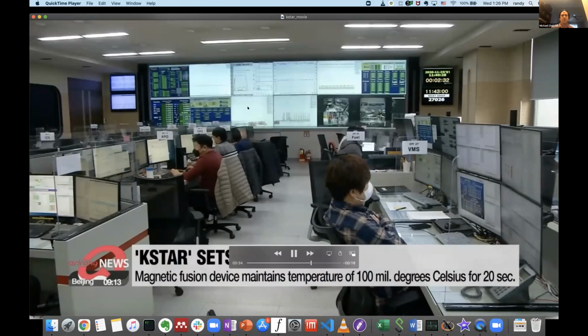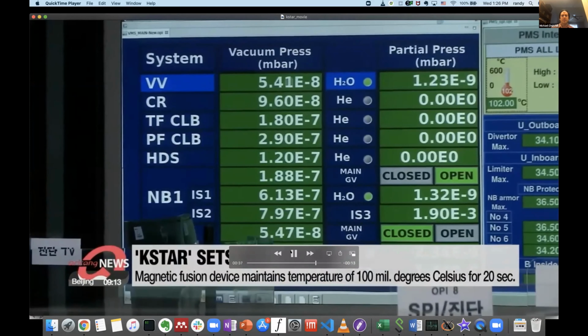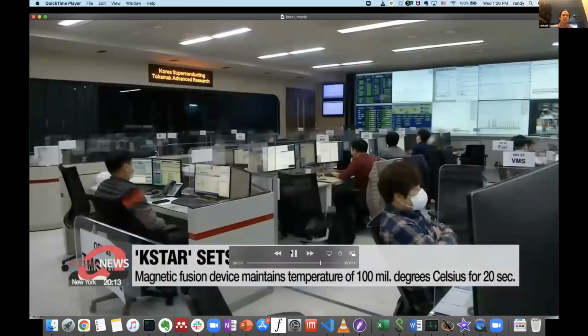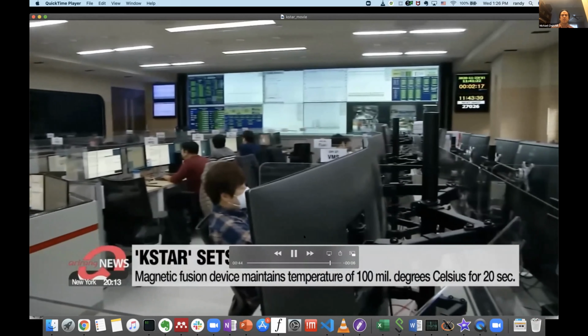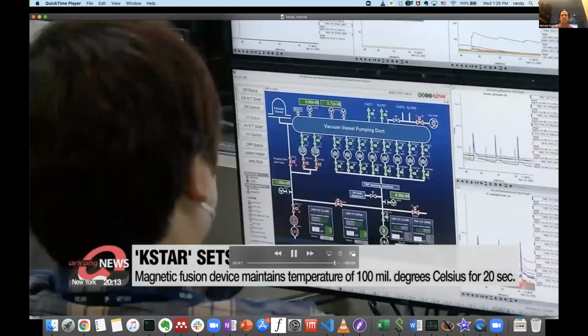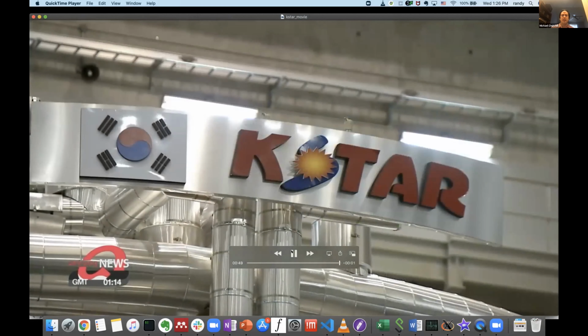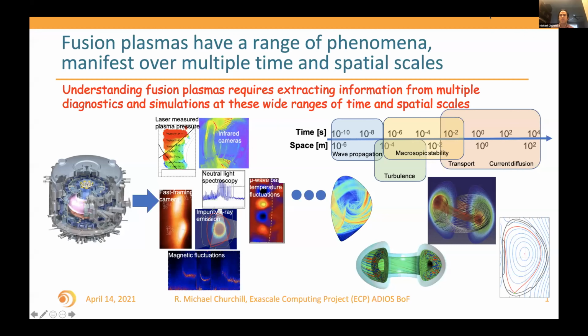And you can see here that there are control rooms full of scientists and engineers that monitor and look at the diagnostics and engineering systems of these machines. And this countdown button here shows the time they have until the next plasma discharge. So there's a cycle that I'll show in just a second that scientists and engineers have in between these plasma discharges in order to get information and make decisions for the next plasma discharge.